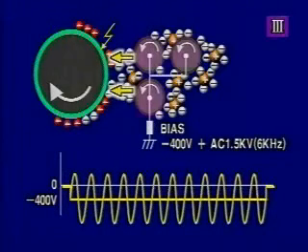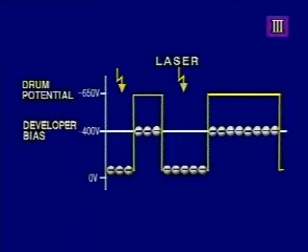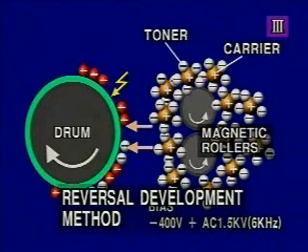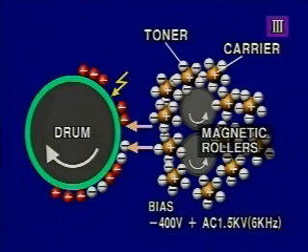1.5 kilovolts AC at 6 kilohertz is superimposed on the developer bias, and generated electrical vibrations enhance the development efficiency. Since the electrical potential of the drum surface which wasn't exposed is more highly negative than the developer bias, negatively charged toner does not adhere to the drum. Since the charging polarity is the same as the toner, it sticks on the exposed part. This is called the reversal development method.